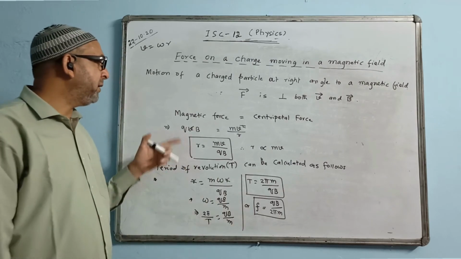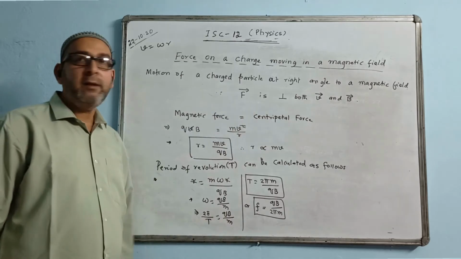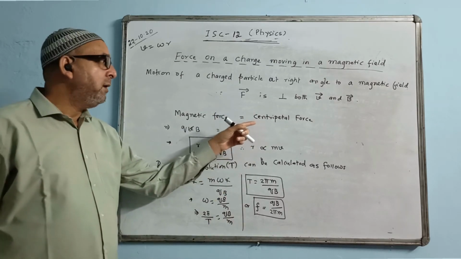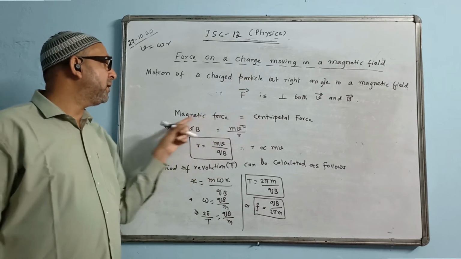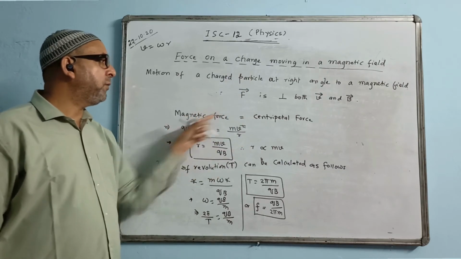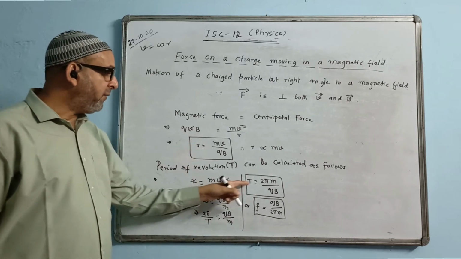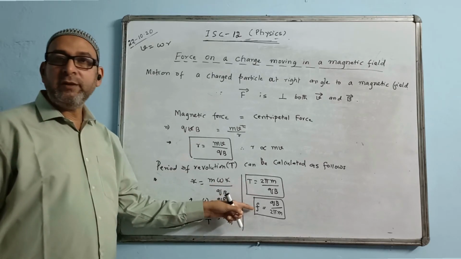So learn this. The technique is to equate the magnetic force with the centripetal force, because centripetal force is related to circular motion, and the motion is going to be circular over here. That's why the magnetic force will provide the necessary centripetal force. Using this, we find the radius, the time period, and the frequency.